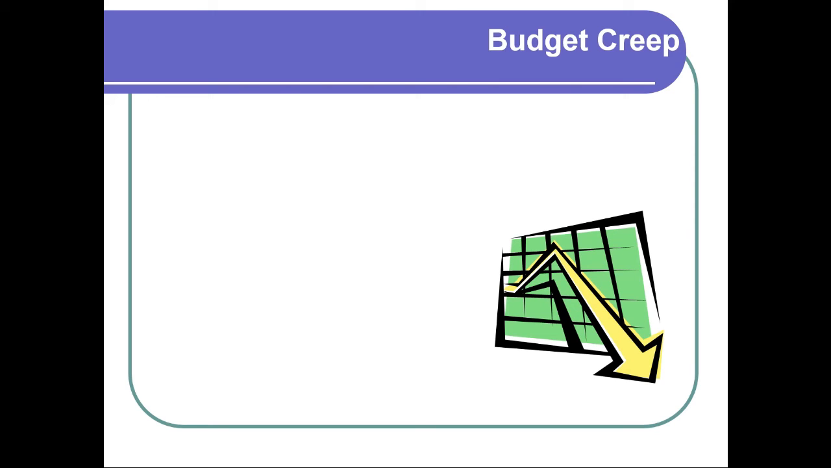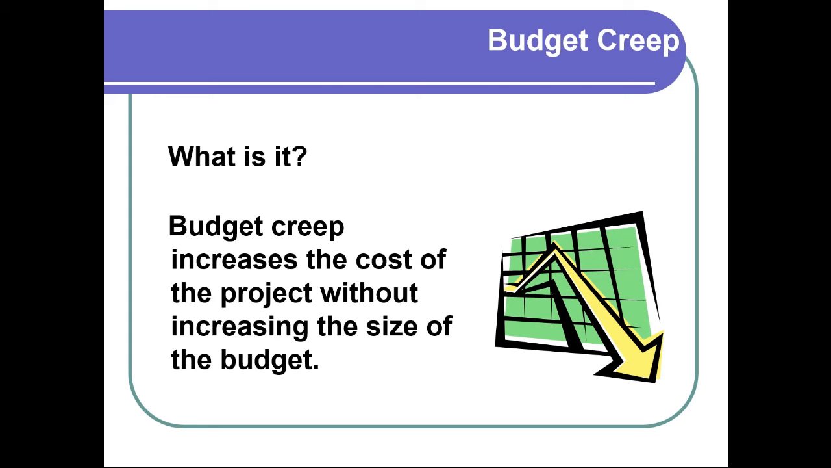So that's kind of the overall process, but one thing that you want to mitigate in the process is this thing called budget creep. You want to make sure that the budget doesn't get out of hand or out of control. So what is budget creep? Well, basically, it increases the cost of the project without increasing the size of the budget. So basically, the client wants more and more and more. You keep putting it in. It takes more time. It gets more expensive, and all of a sudden, your costs go up and up and up, but you're not getting paid anything more because the budget's kind of stayed where it is.